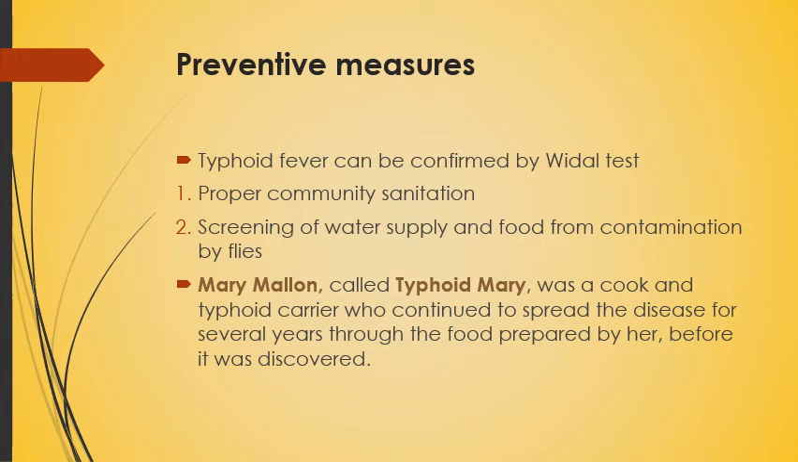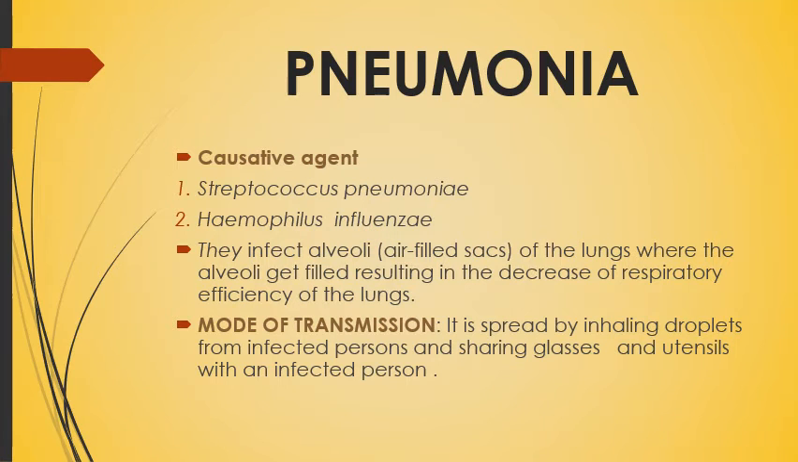So the next bacterial disease is pneumonia. Causative agents of pneumonia: number 1 is Streptococcus pneumoniae, number 2 is Haemophilus influenzae. They infect the alveoli, that is the air sacs of the lungs, where the alveoli get filled, resulting in the decrease of respiratory efficiency of the lungs. Filled means with some secretions, that is with some water, which decrease the respiratory efficiency of lungs.